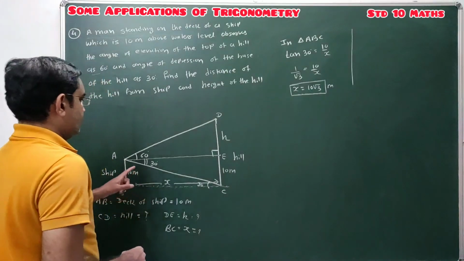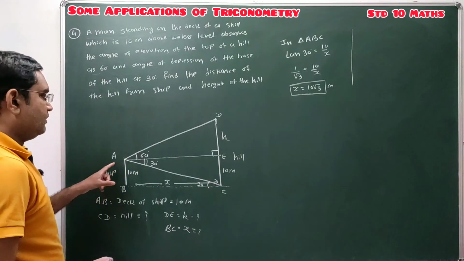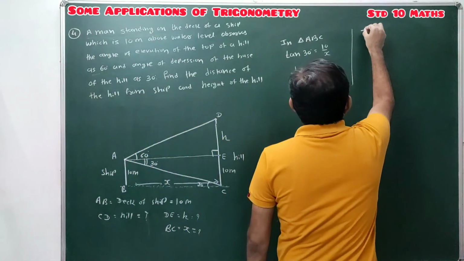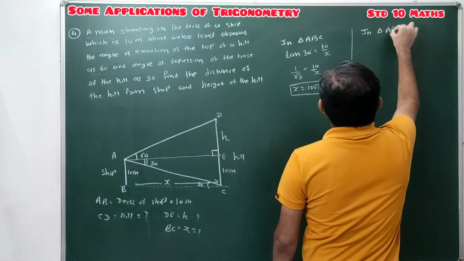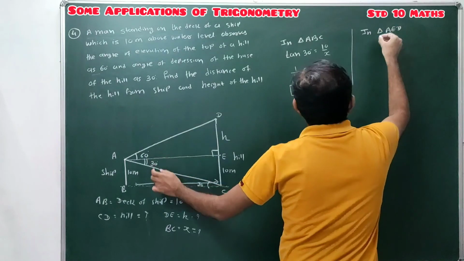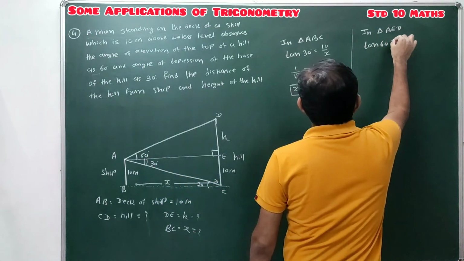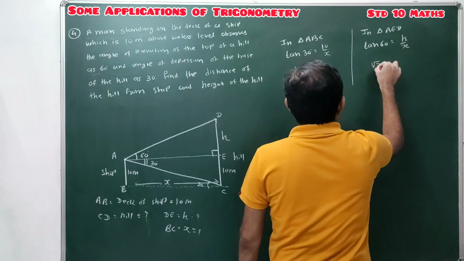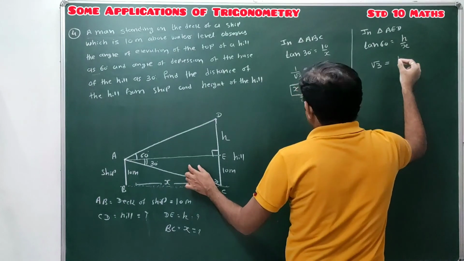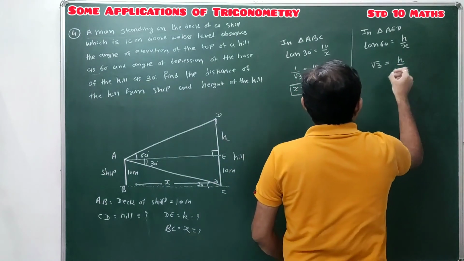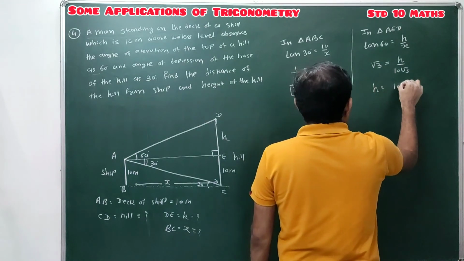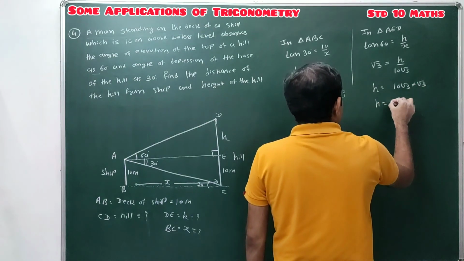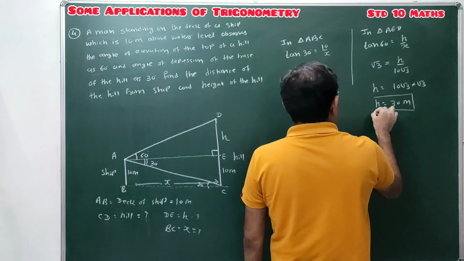Now consider the triangle AED. In triangle AED, apply the definition of tan. Tan 60 is the opposite side by the adjacent side, h upon x. Tan 60 is root 3, so root 3 equals h upon x. X we found, that is 10 root 3. So from this we get h. H is 10 root 3 into root 3. Root 3 into root 3 is 3, and 10 times 3 is 30 meters. So h is 30 meters.